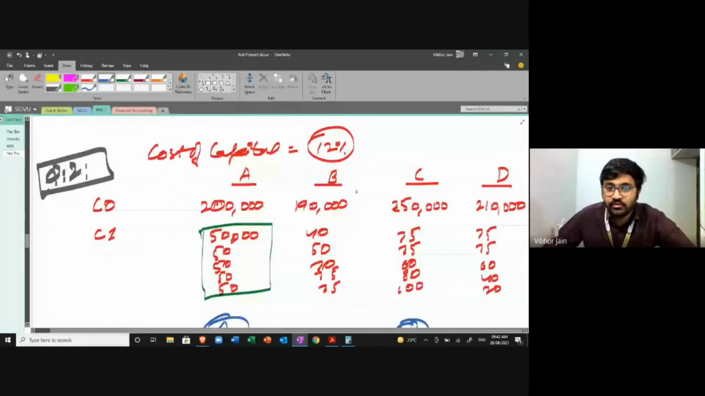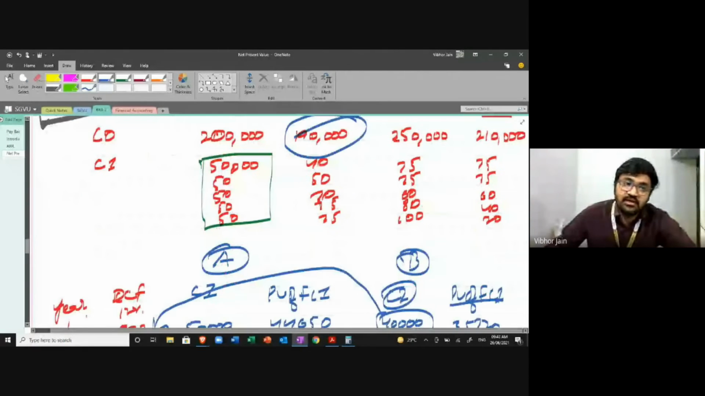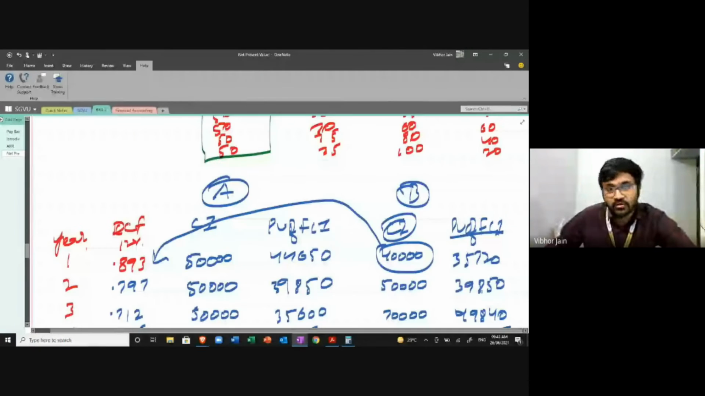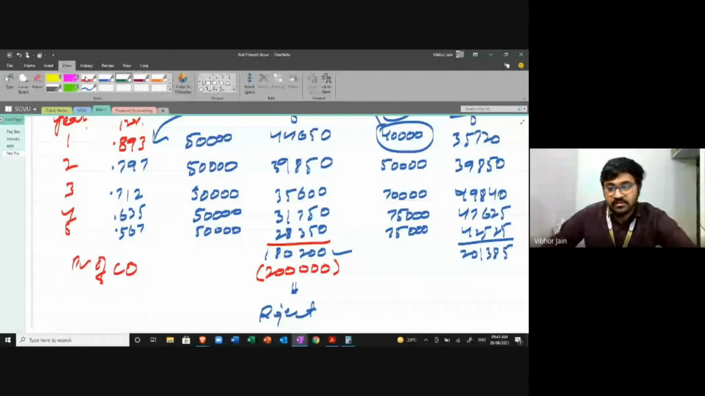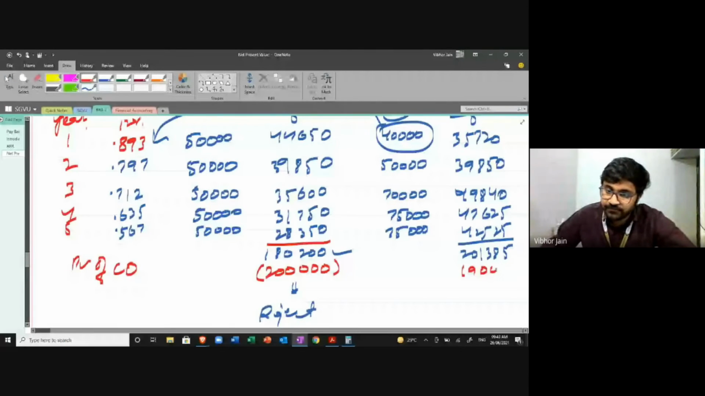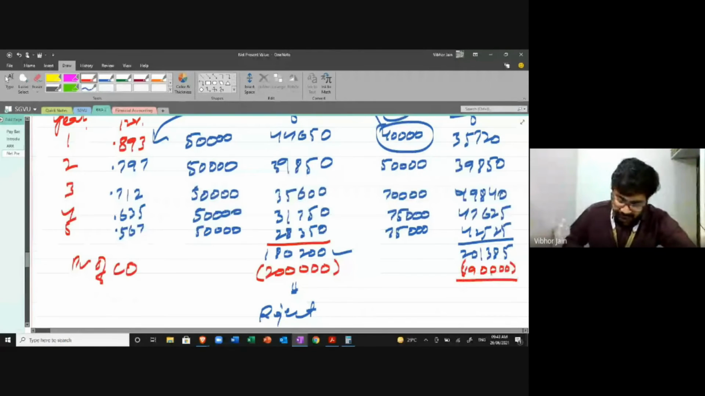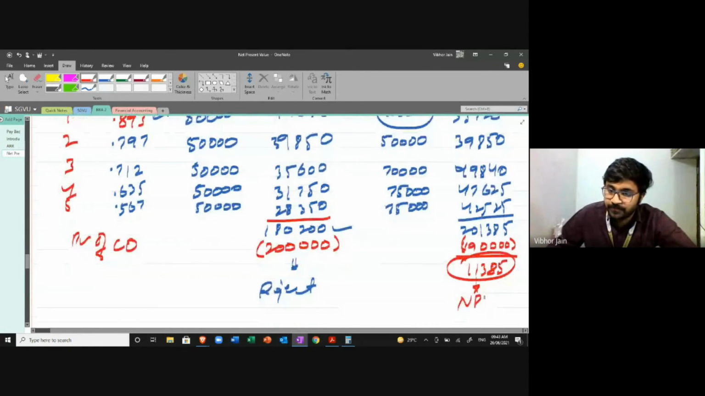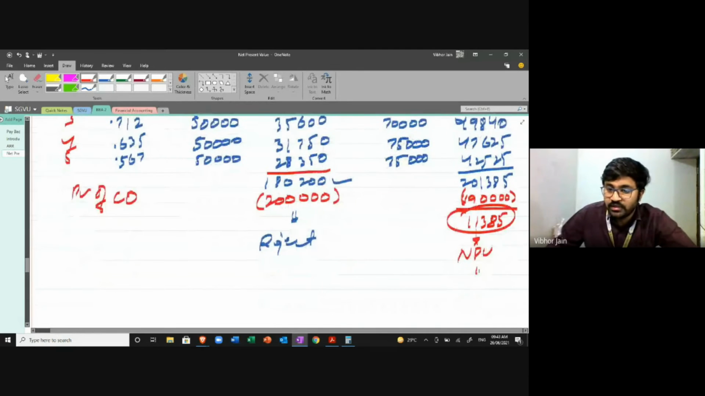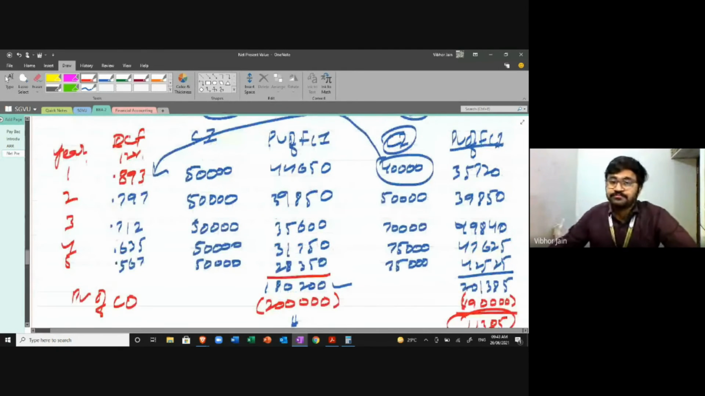What is the cash outflow? The cash outflow is 190. So okay, this is a good project. We can accept this project because we are gaining something from this project. It is 190, and the difference is 11,385. This is my NPV. Condition is we are going to accept this proposal.